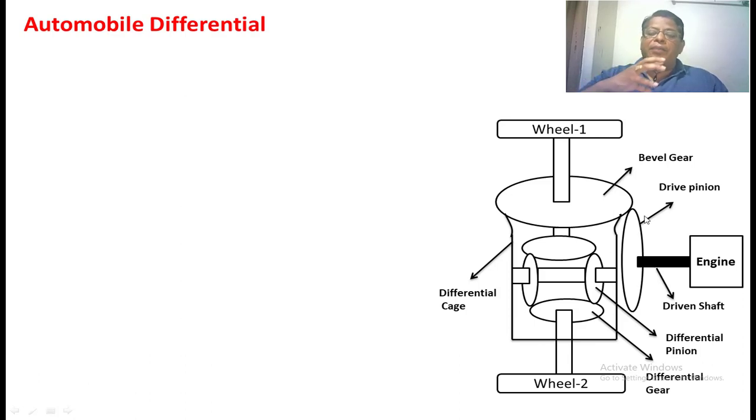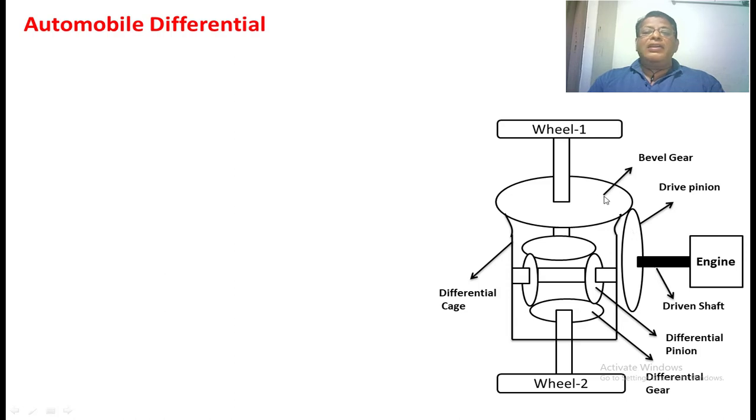The motor is giving the power to the drive pinion. The bare wheel drive will be rotating in this manner. So when the pinion is rotating in this direction, the bare wheel drive will be rotating in this direction. The bare wheel is a gear which operates at some angle with another gear. So it is operating at 90 degrees with the drive pinion wheel.